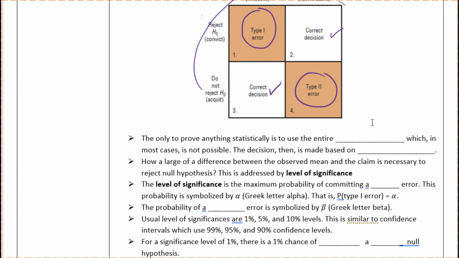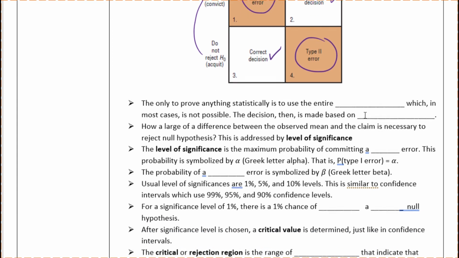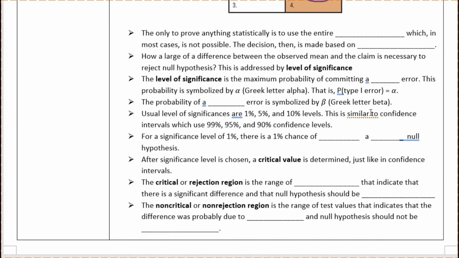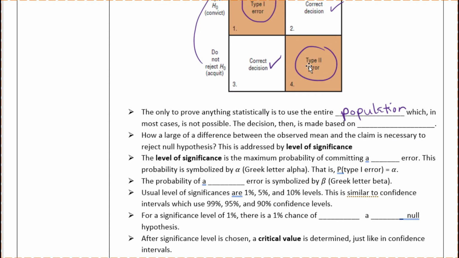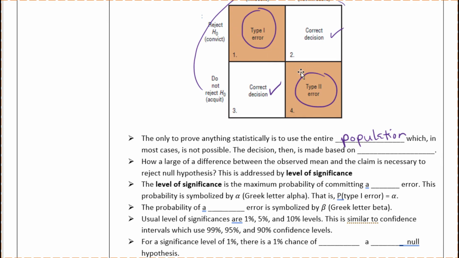Okay, so like we said earlier, the only way to prove something statistically is to use the entire population, right? That's the only way. That's why we have these errors, right? Why can't we show that we can have no error? Well, the reason you can't have any error is because you're using a sample. A sample is by definition smaller than a population, right?